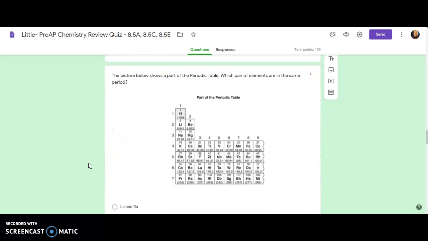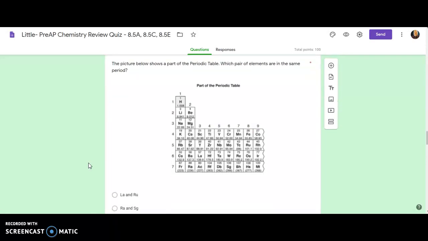Next question. The picture below shows a part of the periodic table. Which pair of elements are in the same period? So which 2 elements are in the same period? Remember, when you're in LA class, kids, and you're writing a sentence, at the end of the sentence you put a period. So that should tell you whether you're looking at your rows, your side to side, or your columns, your up down.